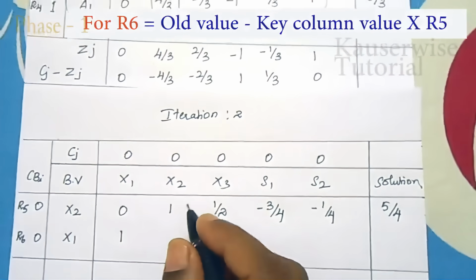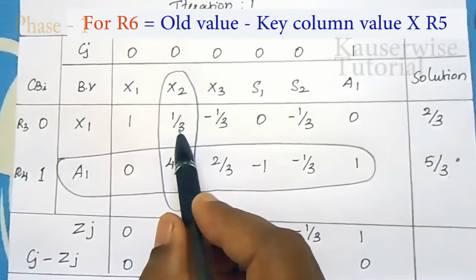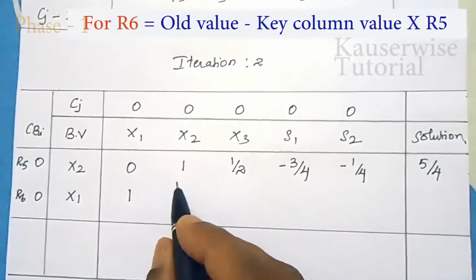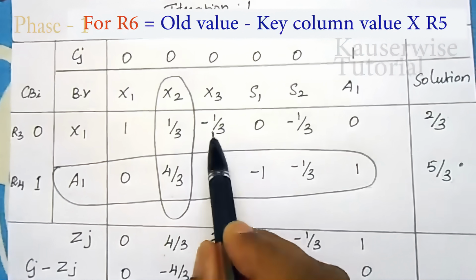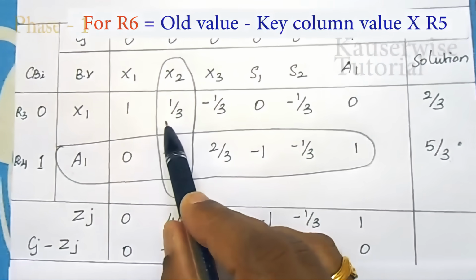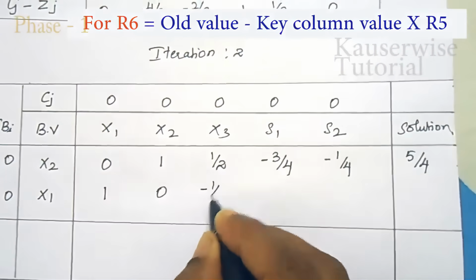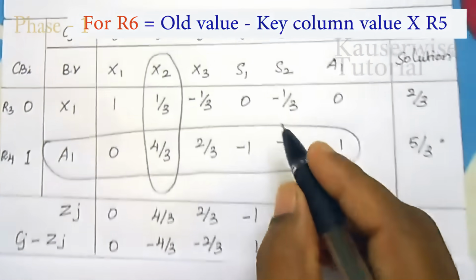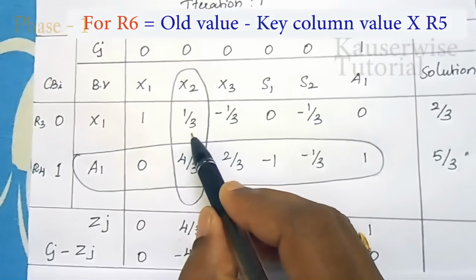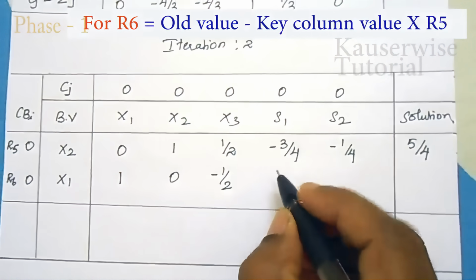For x2, old value is 1 by 3 minus key column value again 1 by 3 into new value is 1. The answer is 0. For the third one, old value minus 1 by 3 minus key column value 1 by 3 into new value 1 by 2. The answer is minus 1 by 2. For S1, old value is 0 minus key column value 1 by 3 into new row value minus 3 by 4 is equal to 1 by 4.